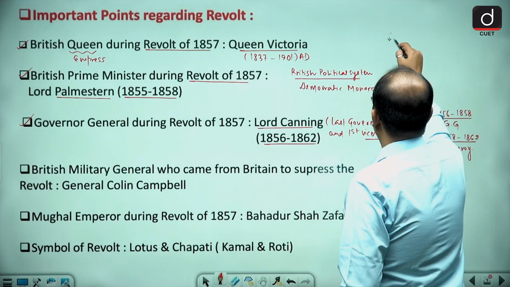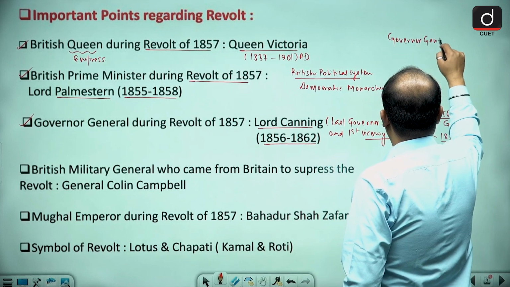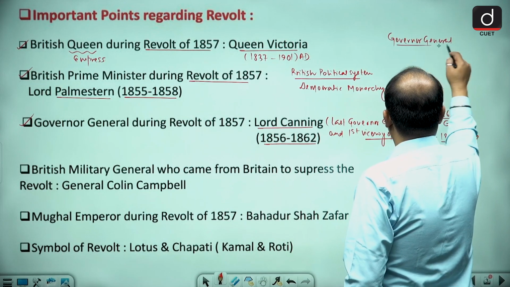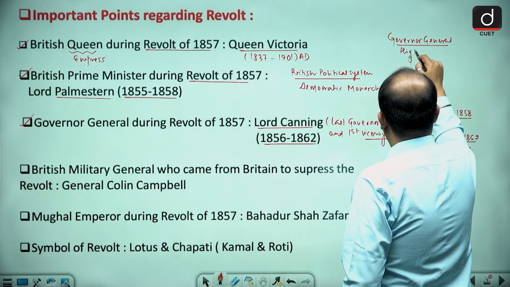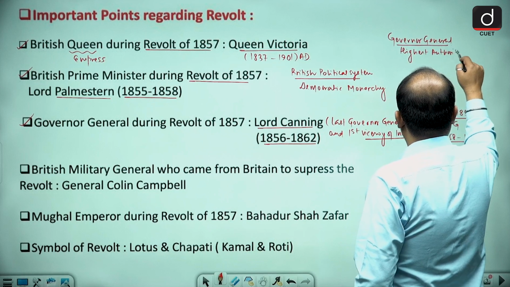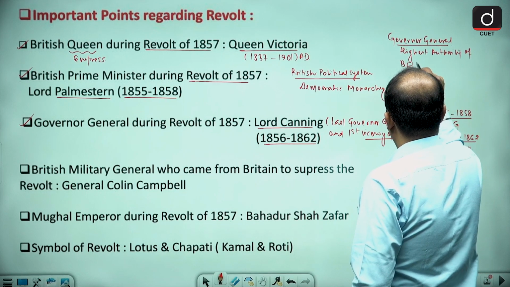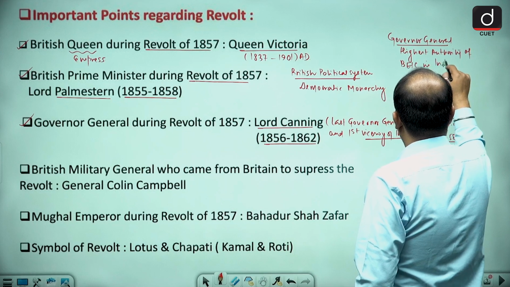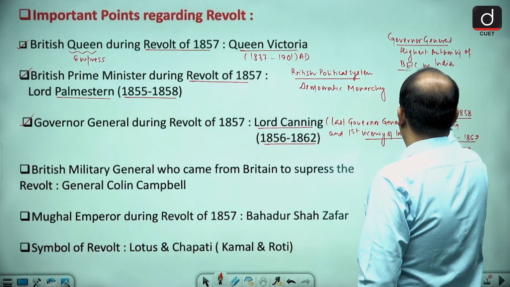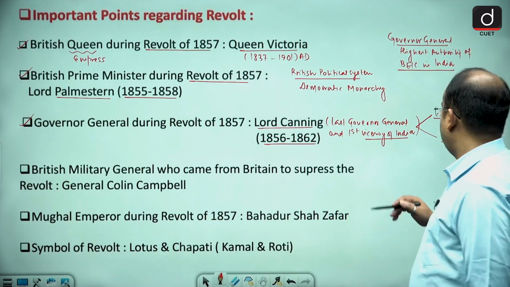So, who is a Governor General? Governor General, guys, he was the highest authority of British East India Company in India. So the highest authority of British East India Company in India was called Governor General.